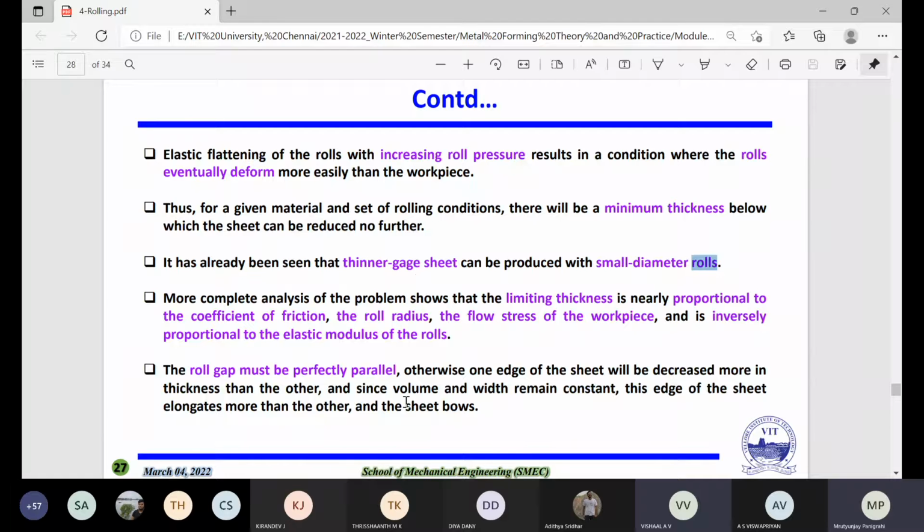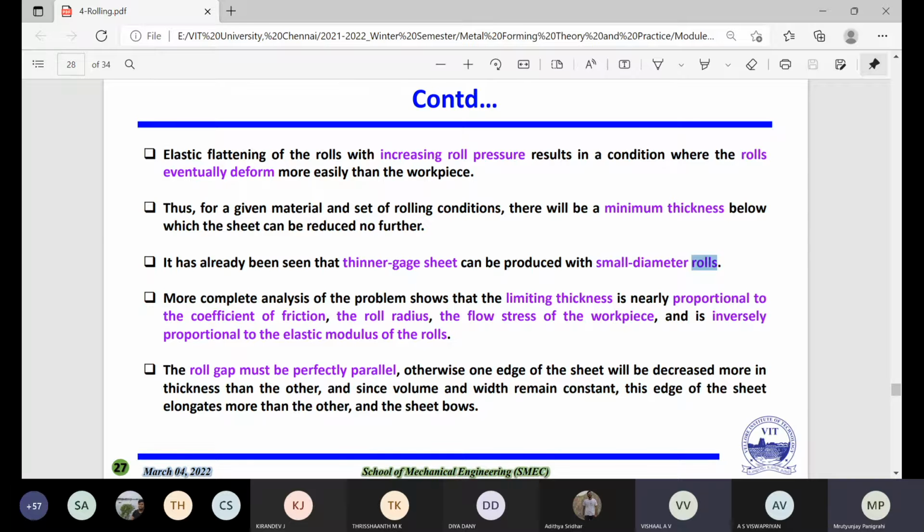The roll gap must be perfectly parallel. If you do not make it parallel, then you will not find the proper sheet flow, and you will not get balanced material when you take it out. So the roll gap should be parallel, otherwise one edge of the sheet will be decreased more in thickness than the other side. That means whenever you have a sheet, one side will be thicker when it comes out and one side will be thinner, because you did not make it parallel, right? Is it clear up to now?